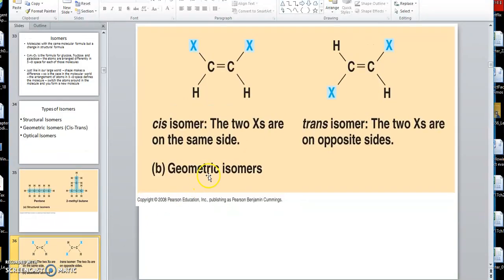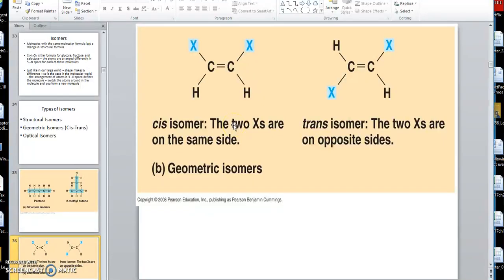A geometric isomer requires that you have carbons that have a double bond. A double bond is harder to bend around. So in this case, two atoms are on the same side. That's called the cis form. Here, they're on opposite sides. This is what we call the trans form. So this is what we call cis-trans isomerism.